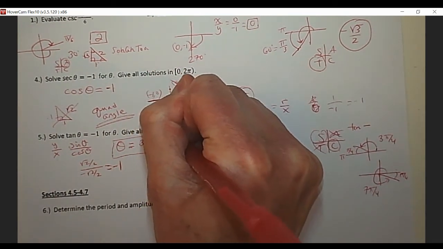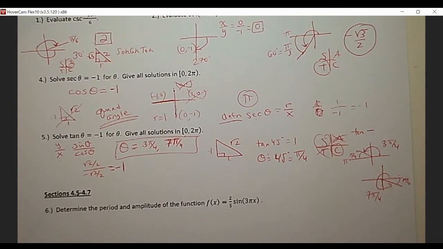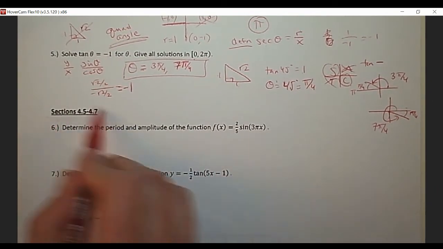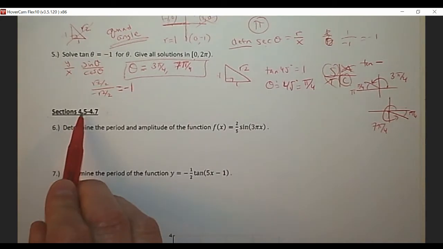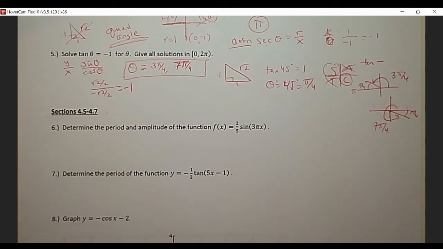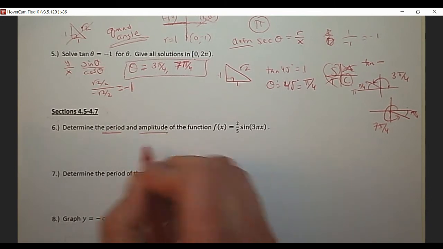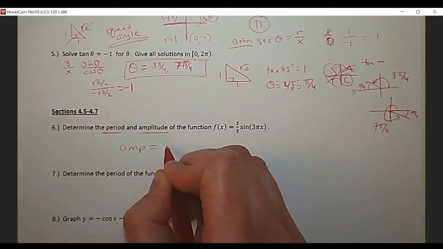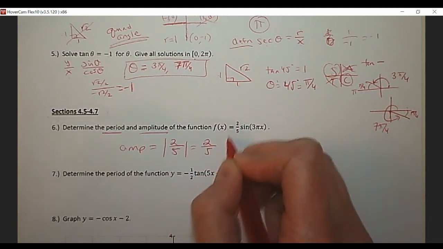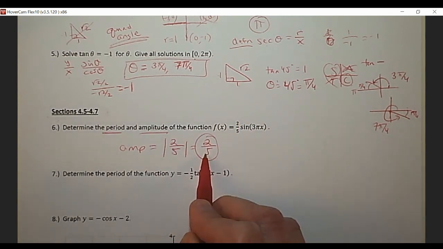All right. Let's continue on. Next, period and amplitude for this sine function. Notice here I did mix these together. In the first review, I kept these as separate. Here I've mixed them together to give you some better practice. So the amplitude is going to be the absolute value of the number that's out front. Whatever causes the vertical stretch or shrink, if there is one, that's amplitude. The absolute value of 2/5 is 2/5.